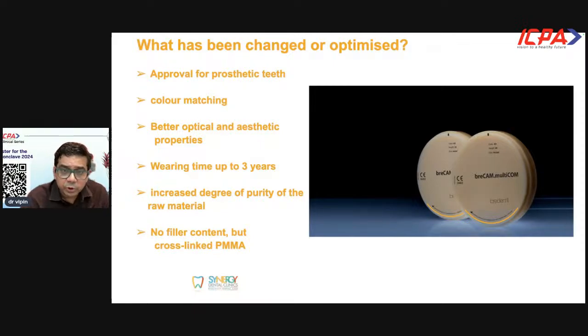Suppose a patient comes to you and you are planning full mouth implants, and the patient says, I'm not able to come for another 1.5 years. You can anytime rely on these types of materials that are available and give them to your patients.